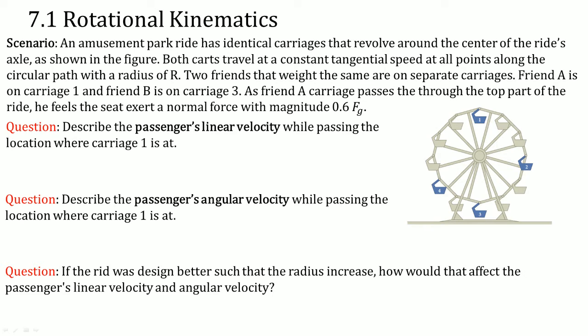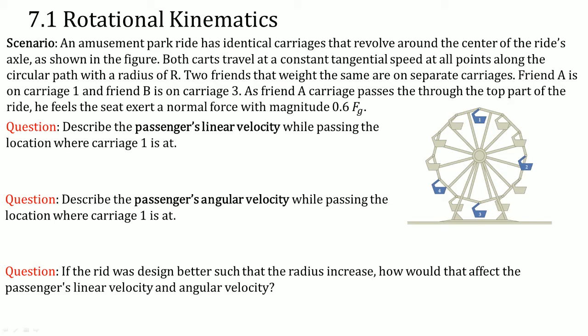Scenario. An amusement park ride has identical carriages that revolve around the center of the ride's axle, as shown in the figure. Both carts travel at a constant tangential speed at all points along the circular path with a radius r. Two friends that weigh the same are on separate carriages. Friend A is on carriage 1 and friend B is on carriage 3.